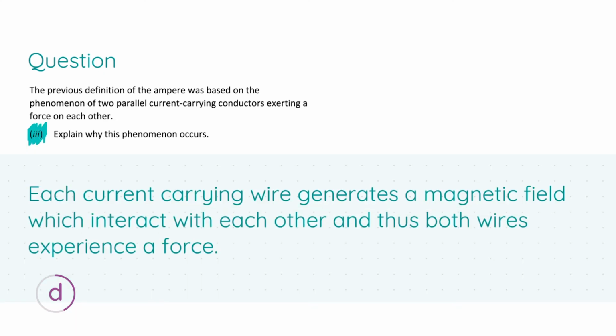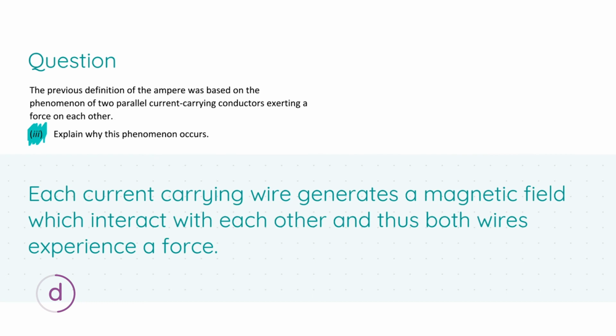In part 3, we are given another block of text that we have to explain, in this case, a phenomenon. So in this text, we are told that there is a previous definition for the ampere, which was based on the phenomenon of two parallel current-carrying conductors exerting a force on each other. And we are asked to explain why this occurs.